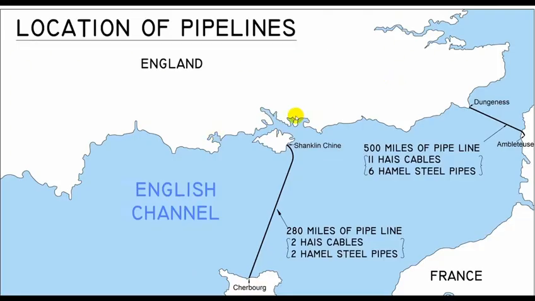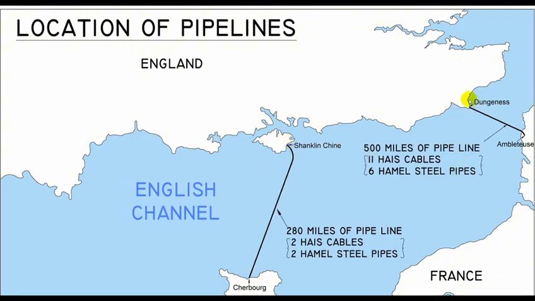Summarizing the pipelines from England to France, we can see that 280 miles of pipeline was laid, and this was the total length of pipeline, not the distance. It consisted of only two Hais pipes and only two Hamel pipes. That was because the distance was great, so pumping pressure was also great. So this project was not so successful.